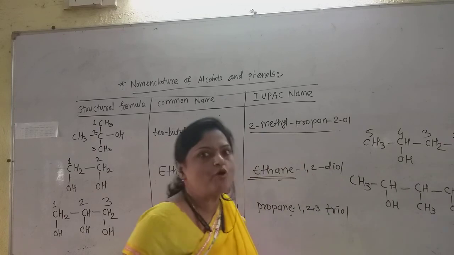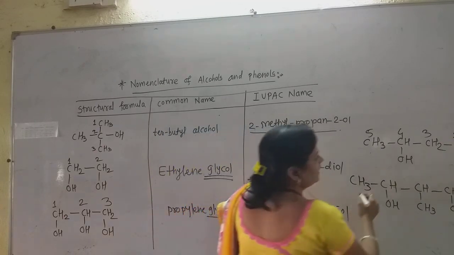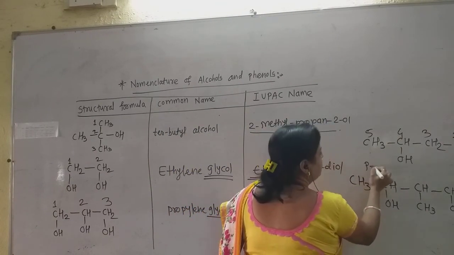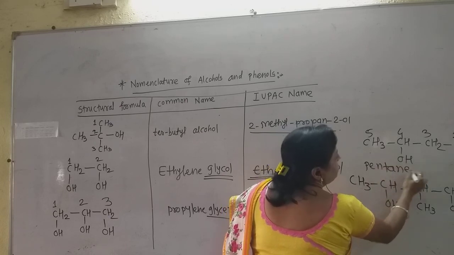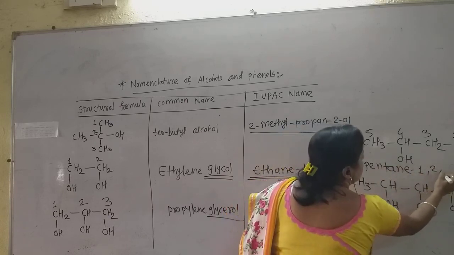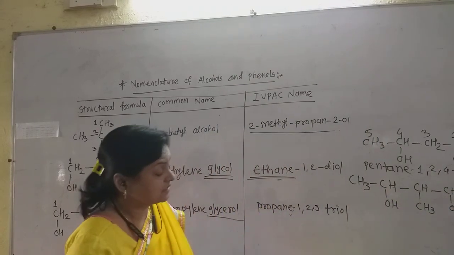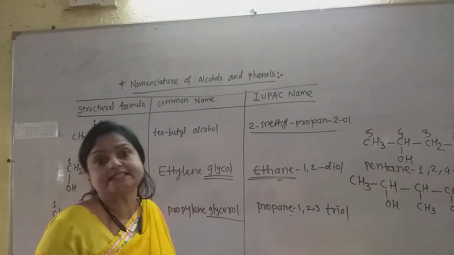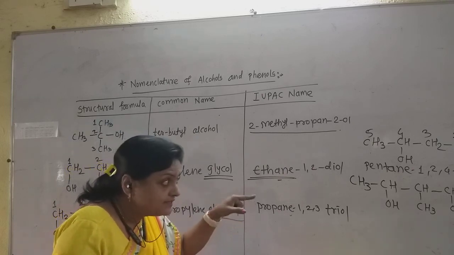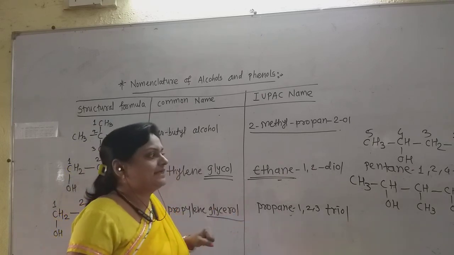The name of this triol is: this is the parent alkane, pentane-1,2,4-triol. That is the name. That is very simple to give the IUPAC name for such type of triol. But what is the name of the below example?